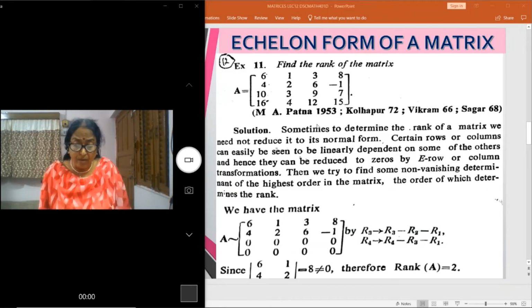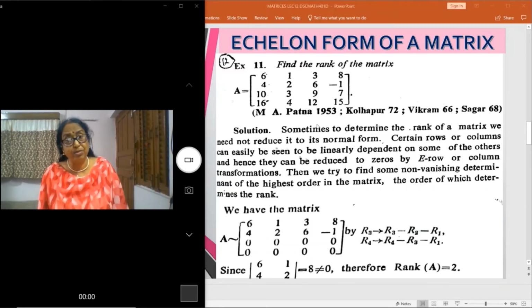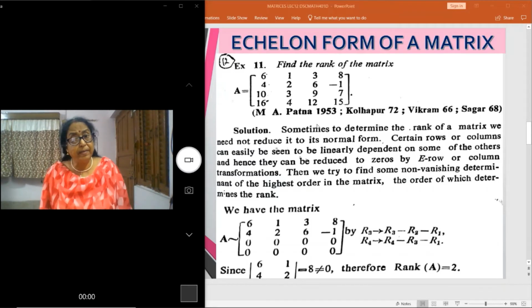So this is a 4 cross 4 matrix, but here two rows become 0. So the submatrix of this matrix can only be 2 cross 2. And if we take a 2 cross 2 submatrix of this matrix whose determinant is not equal to 0, hence the rank of this matrix is equal to 2.